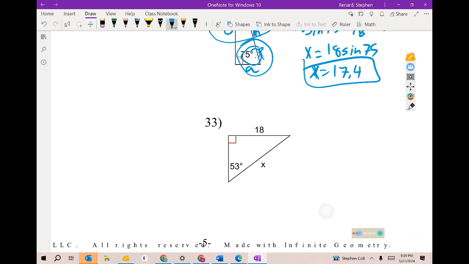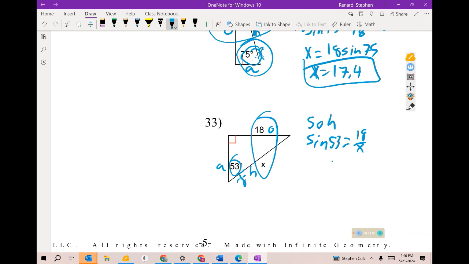33. Again, this is where we're going to put Andy. That makes this hypotenuse, this adjacent, this opposite. Again, our angle's right here. We're dealing with opposite and hypotenuse. So that is sine. So we have the sine of 53 equals 18 over x. Notice now that our x is in the denominator.